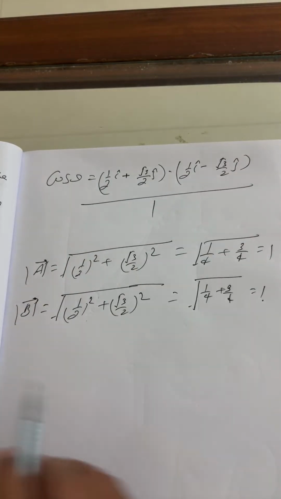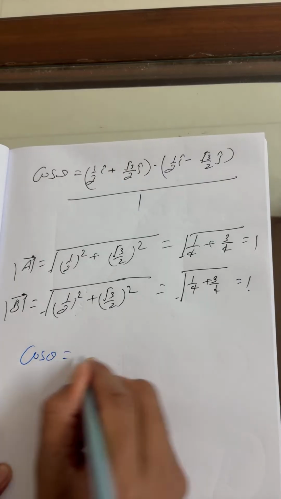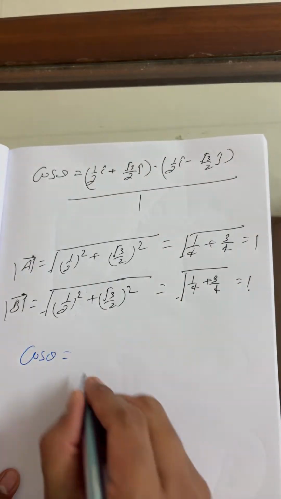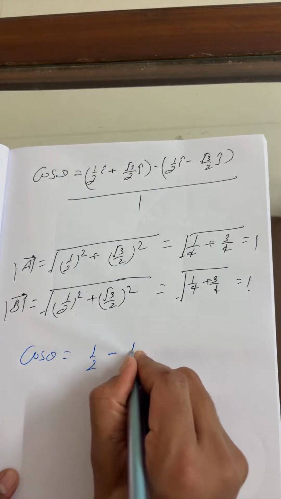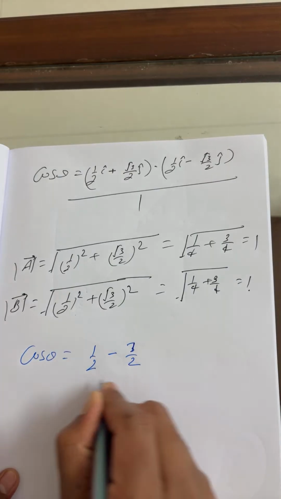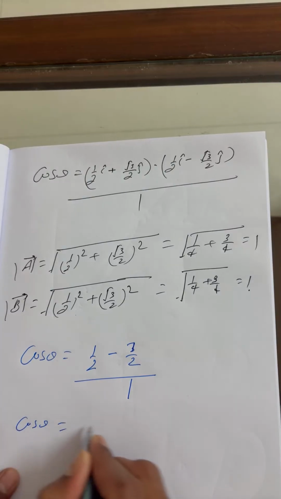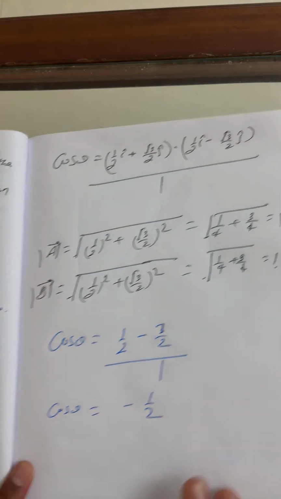So finally, cos theta is the dot product: 1 by 2 times 1 by 2, which is 1 by 4, minus 3 by 4, upon 1. So cos theta is minus 1 by 2, and the angle is 180 degree minus 2 theta.